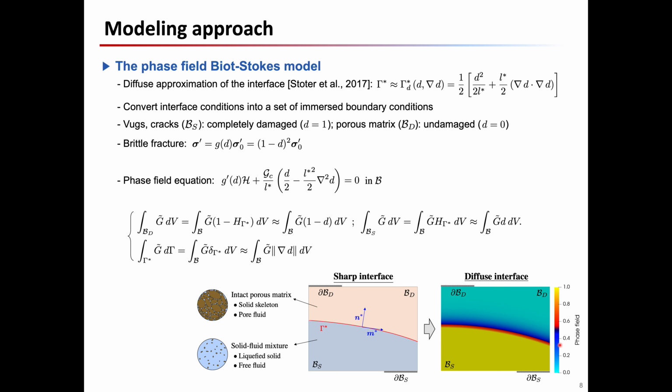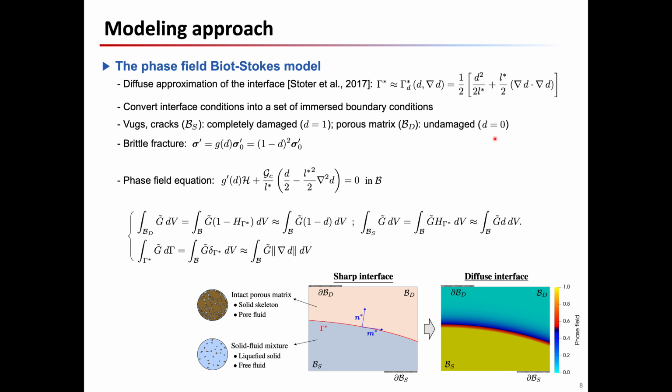In order to resolve this issue, this study adopts a diffuse approximation of the sharp interface by using the phase field. By generalizing the phase field as an indicator of defects, we consider vugs or cracks as a completely damaged region, while the intact porous matrix is an undamaged region.